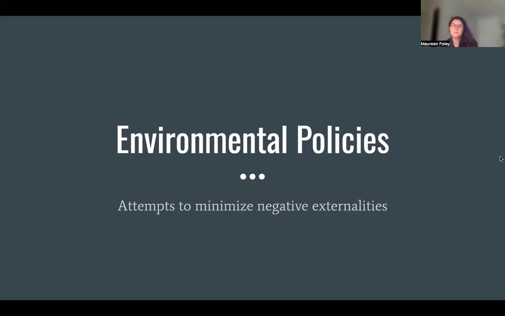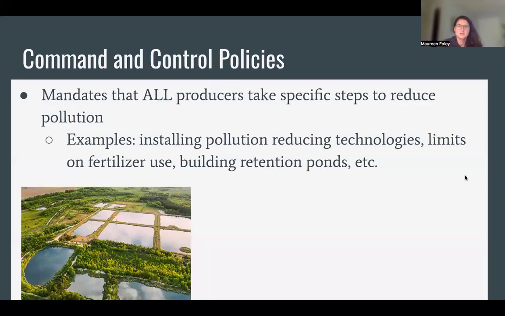So in this section, we'll be talking about some environmental policies, some government policies that attempt to minimize the negative effects of externalities. There are several different types of policies that we'll discuss. There's three. The first one is command and control policies.